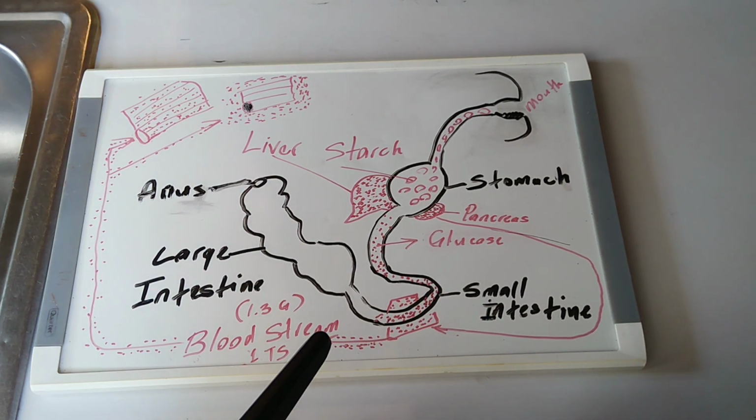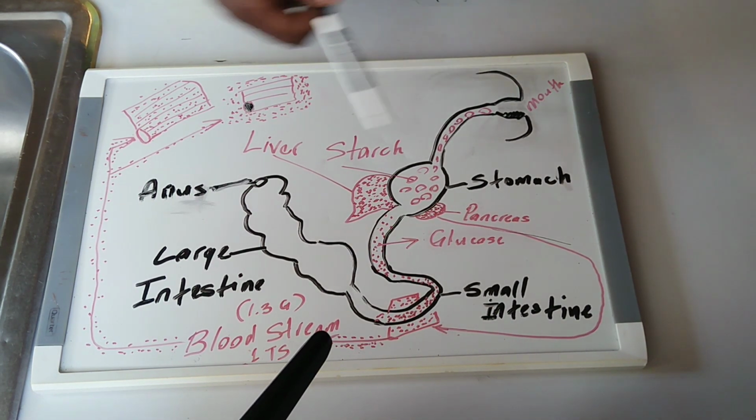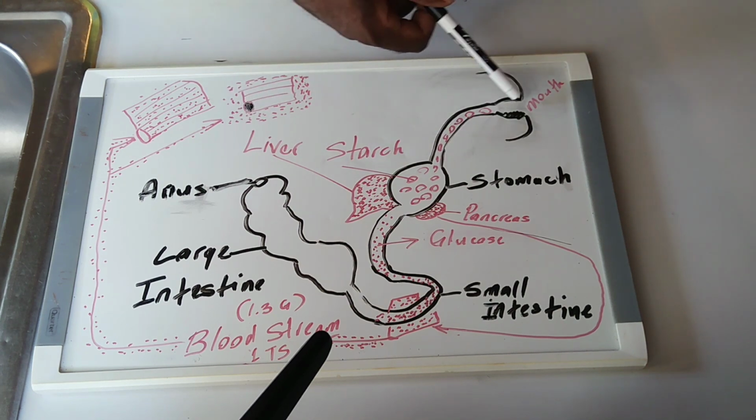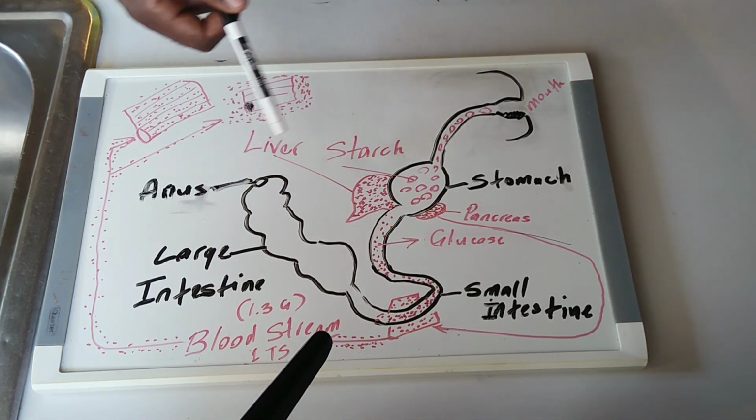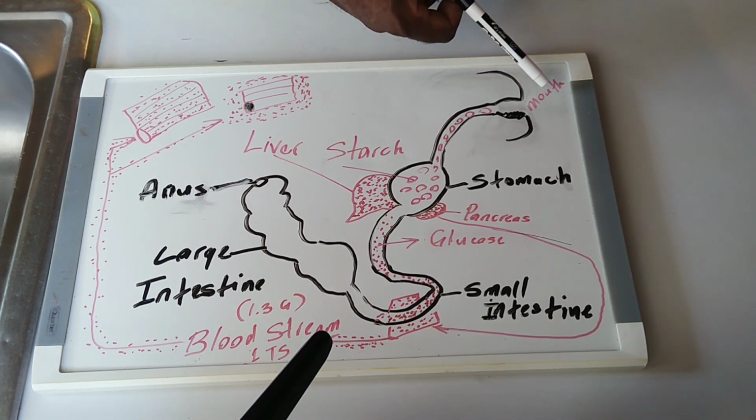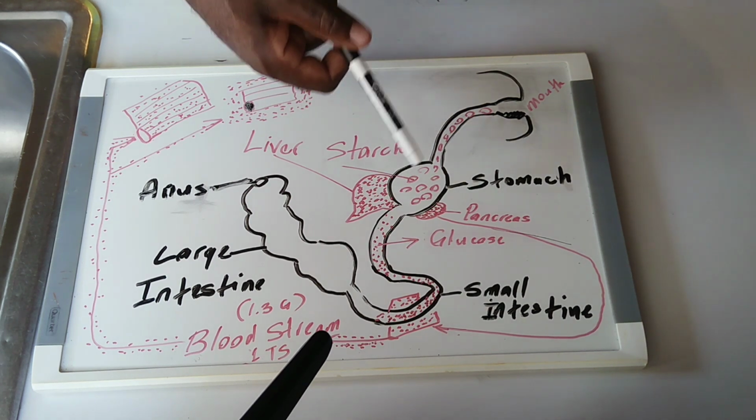So here I have a little schematic of the digestive system. Of course, it starts at the mouth and it ends at the anus. If you follow right through, it's called the alimentary canal. So again, mouth, then the esophagus, the tube that runs down your neck. It empties into the stomach.